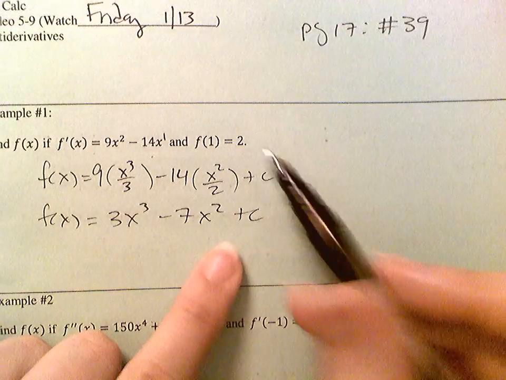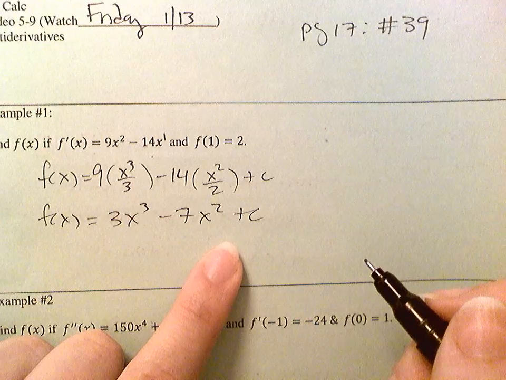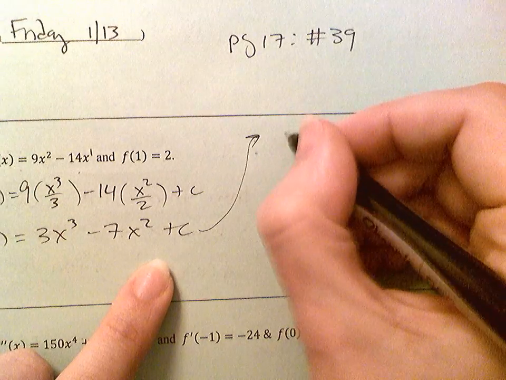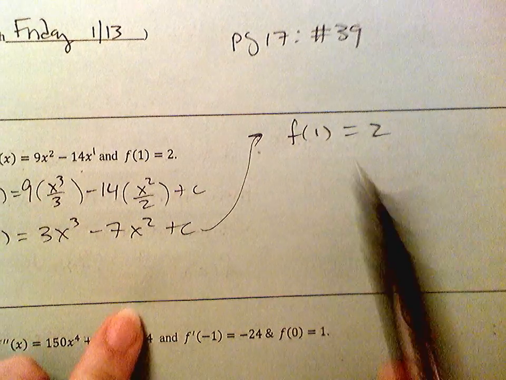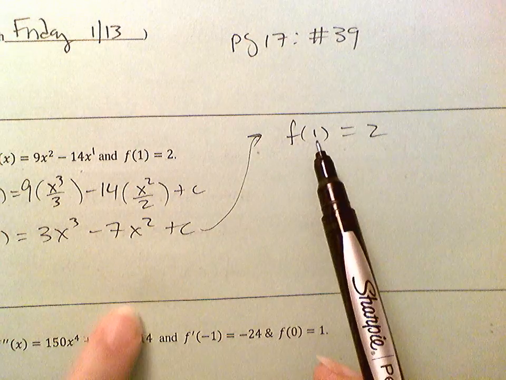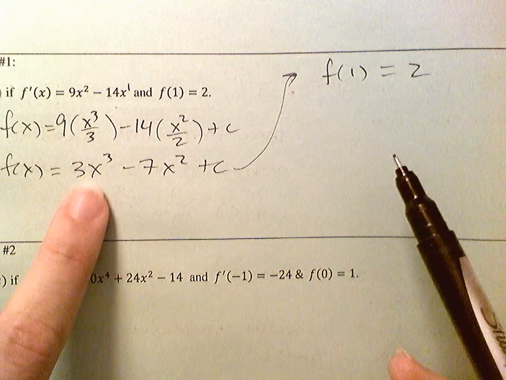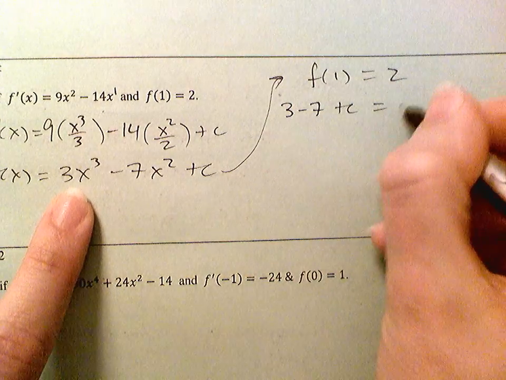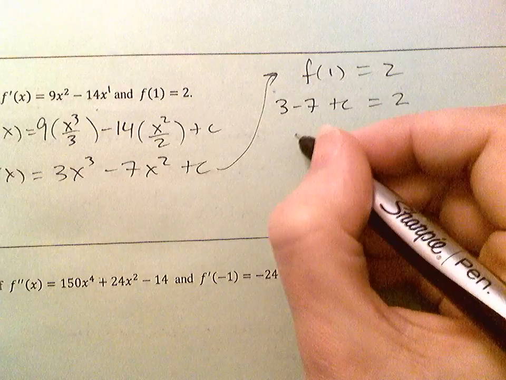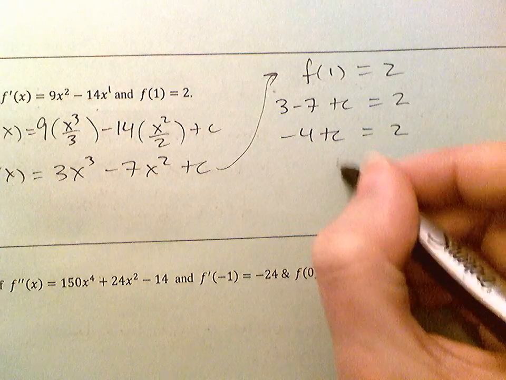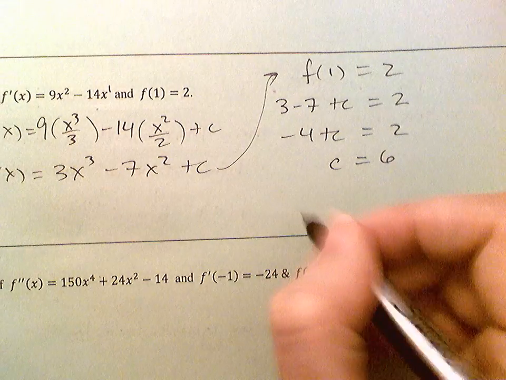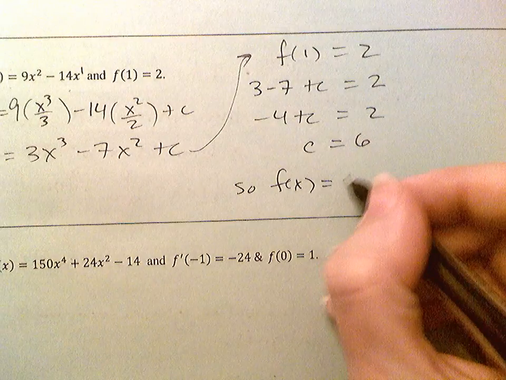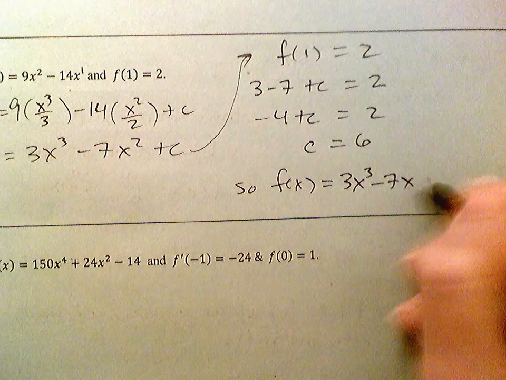And then they're telling me that f of 1 equals 2. All right, so I'll go up here and I'll use that condition. f of 1 equals 2. So right below this side of the equation, I'll plug 1 into the antiderivative that I just found. And so we'll get 3 minus 7 plus c, and then I'm just bringing down that 2. And then this is negative 4 plus c equals 2. So c equals 6. So f of x equals 3x to the third minus 7x squared plus 6.